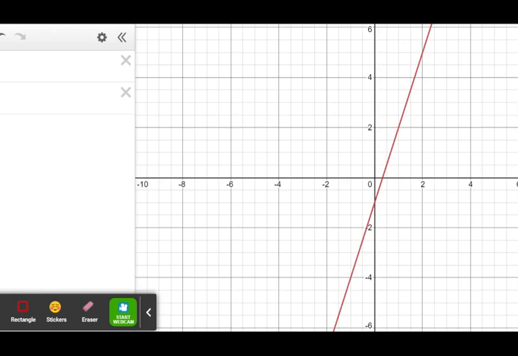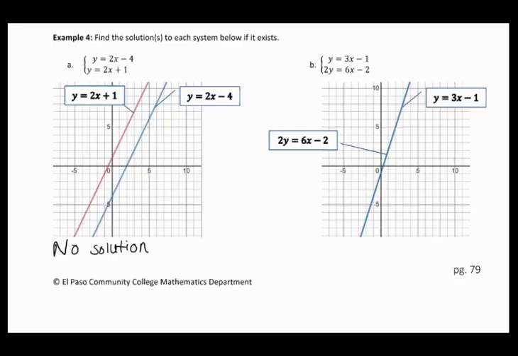2y equals 6x minus 2. It's a blue line now, but it's exactly the same one. That means that these two lines are intersecting each other at exactly all the points. That means that they have infinitely many solutions. So for example B, my answer is going to be infinitely many solutions.